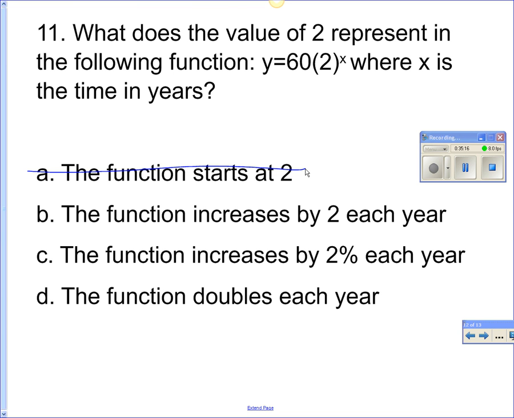Increases by 2. In math, increases means to do what? Add. Are we adding 2? No. C says the function increases by 2%. If there's a percent, they would have had to put what extra number? For a percent, think back to earlier today. A 1 plus 0.02. Is that what's right there? No. What does doubles mean to do? Multiply by 2. Is that what they're doing? Yes. So it's D. Okay.